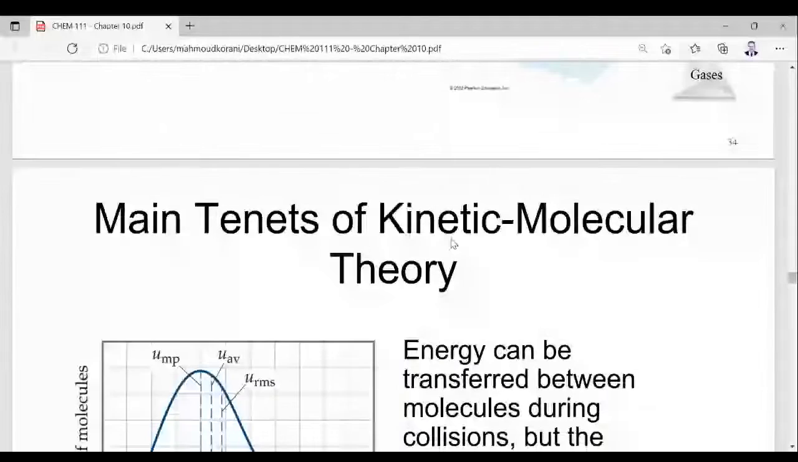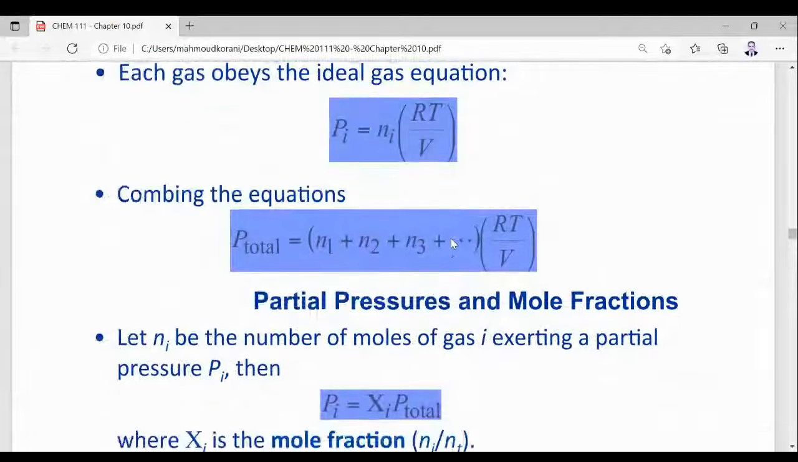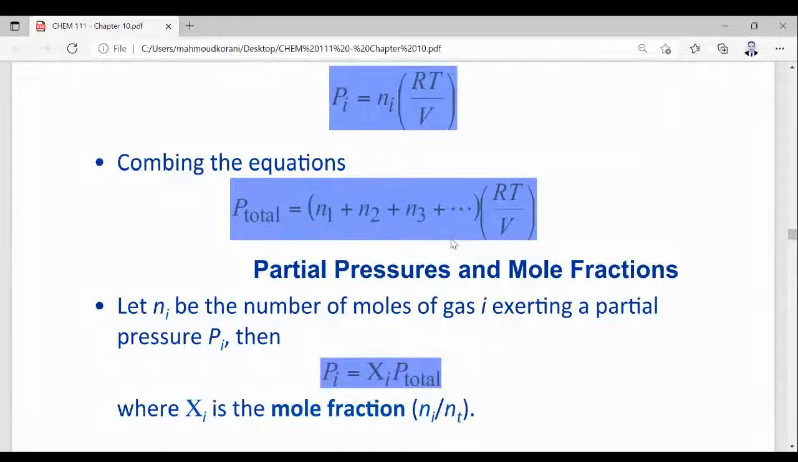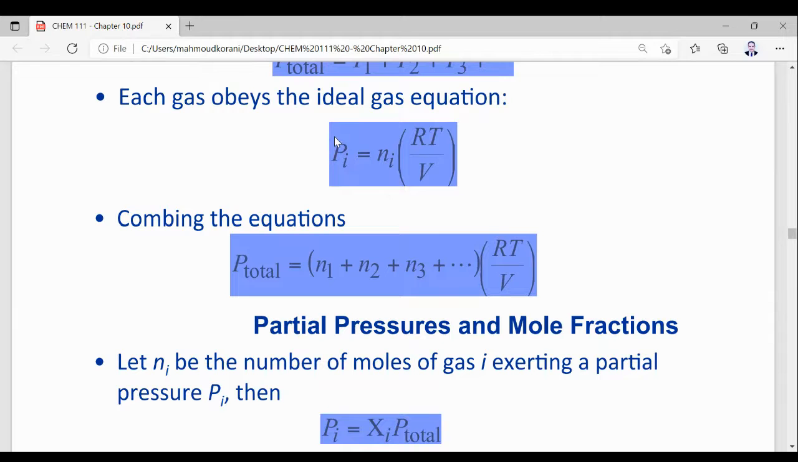If you have a mixture of gases, the total pressure of the gases is given by the total number of moles times RT divided by V. This comes from the summation of the partial pressures of the different gases, or the components of your mixture, and you can replace each partial pressure by this one, and you end up with this equation.